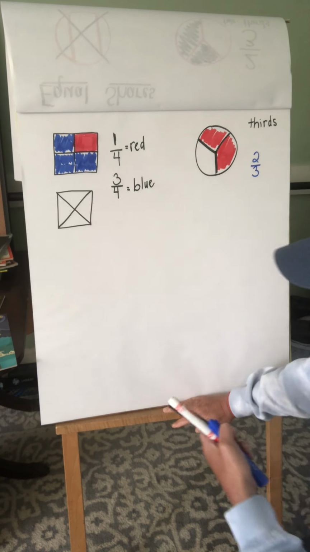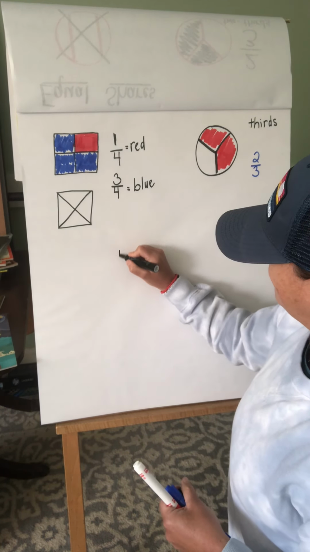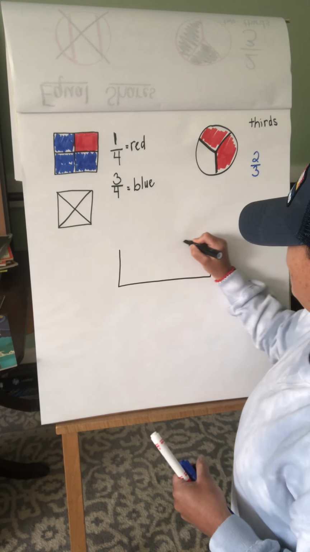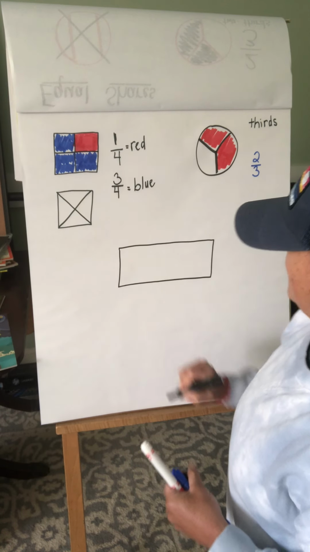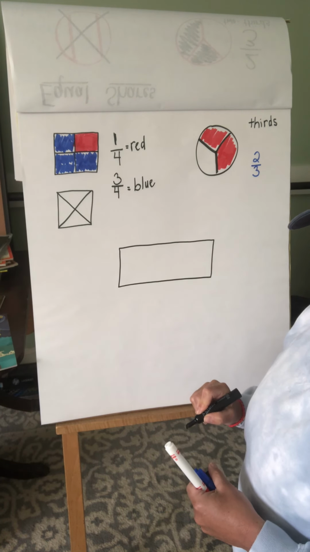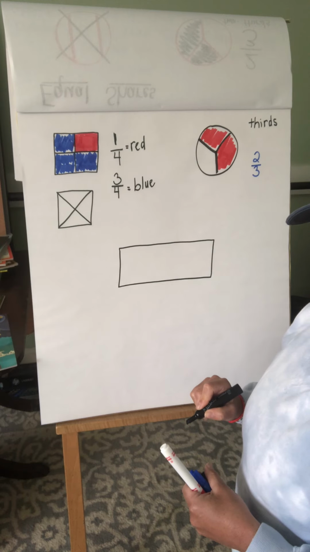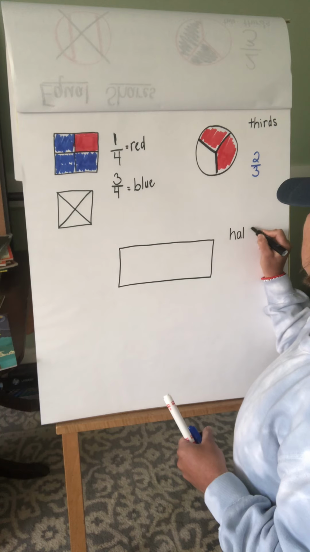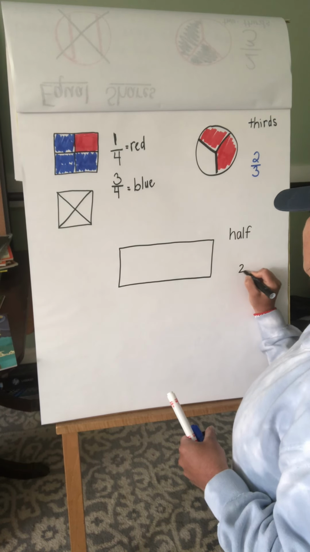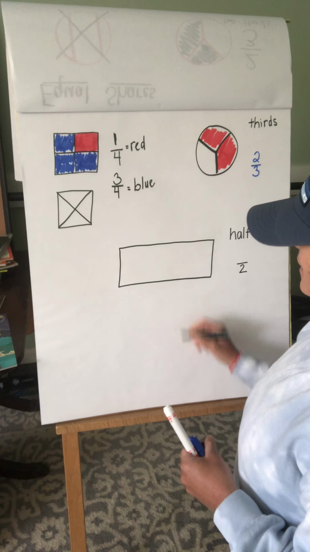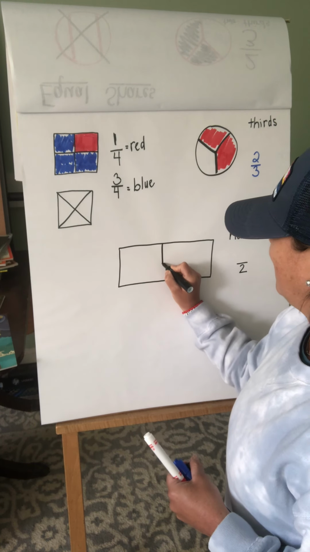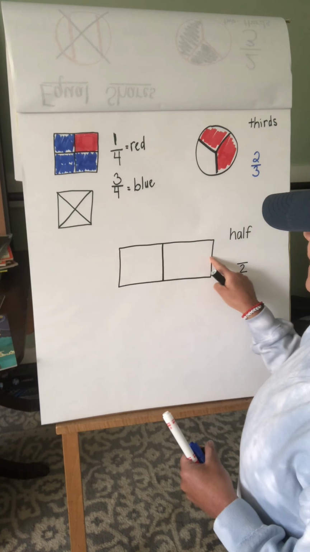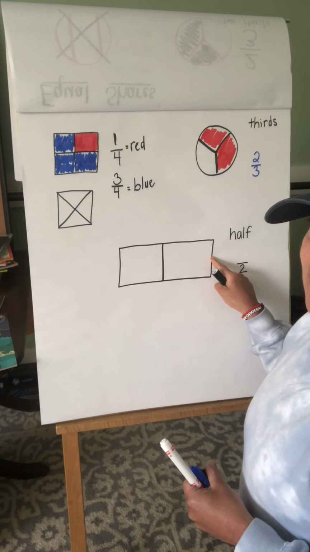Could you please draw for me a rectangle? Just as best you can. And then could you please put that rectangle in half? Half. And remember, half is when we have 2 parts. So I'm going to do this. You maybe did it this way, your line, and that's okay.